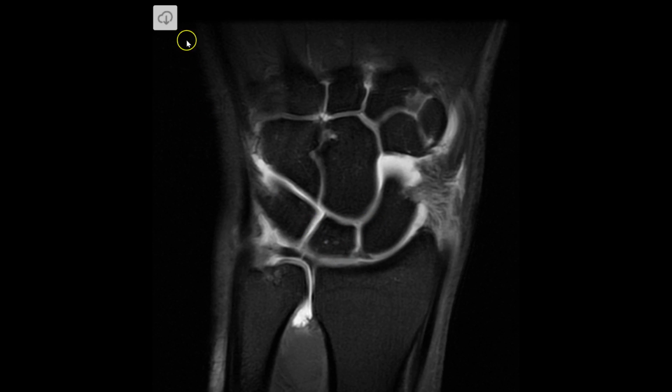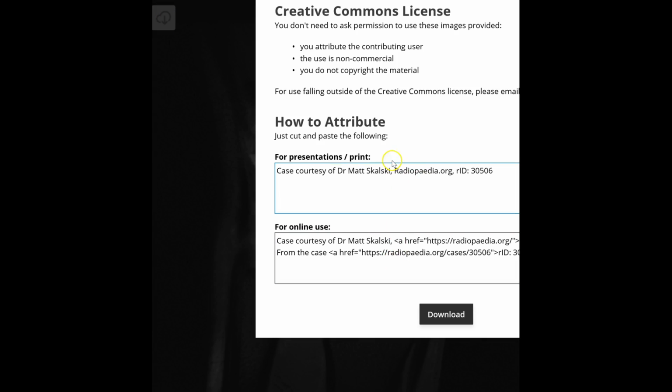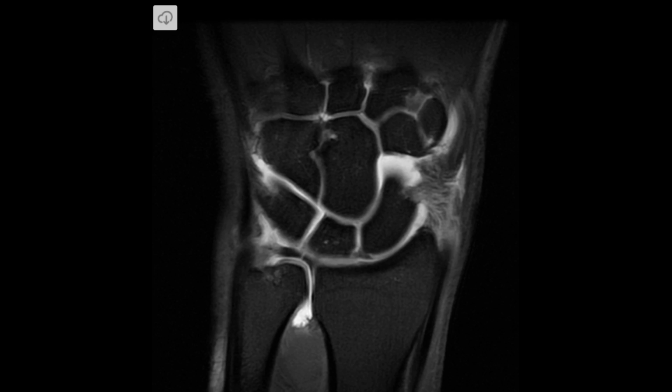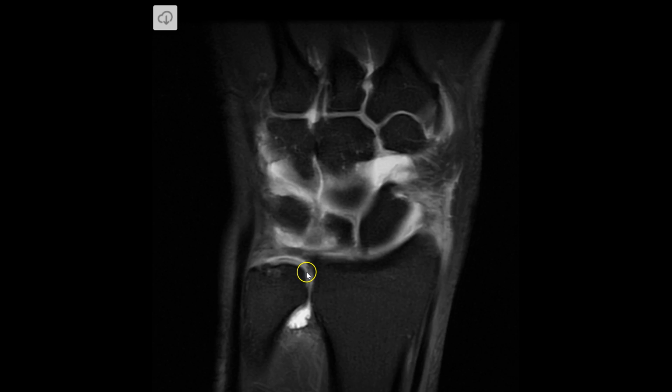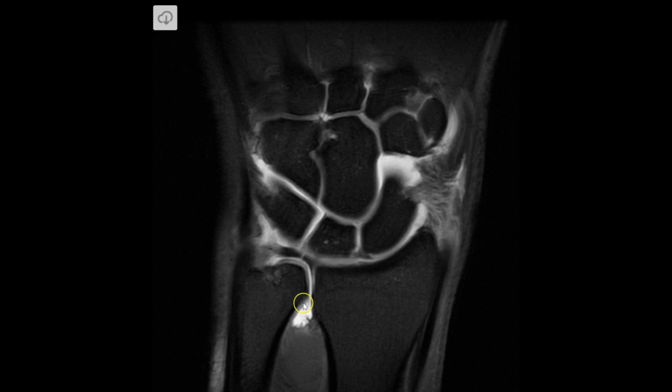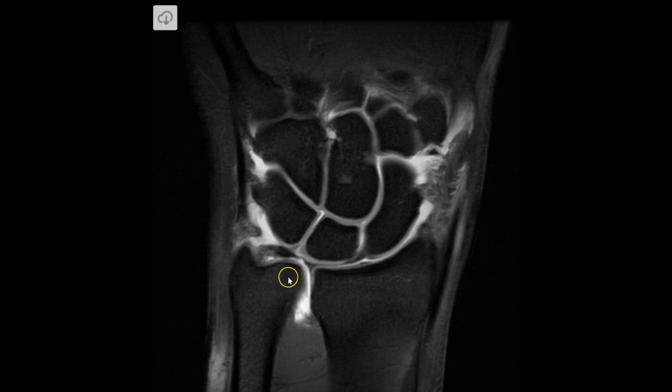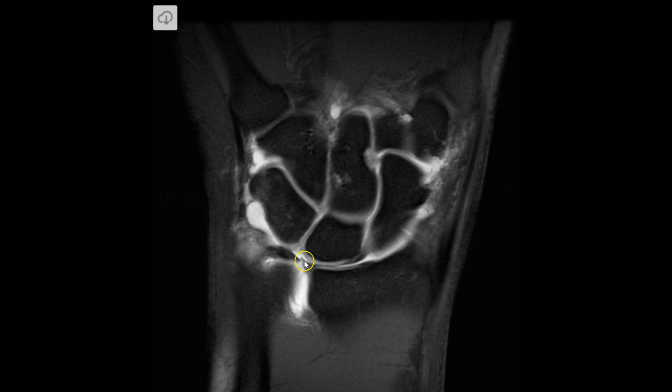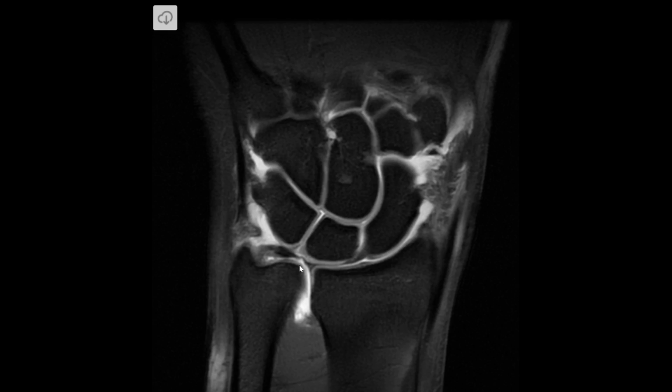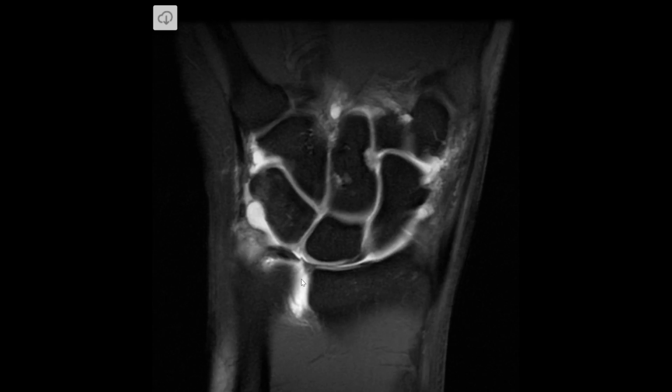Here's a different patient, different case. I'll give credit right here, Dr. Matt Skalski. And this is a T1 post-contrast MR arthrogram of the wrist. And already you can appreciate the stigmata of a tear in the triangular fibrocartilage complex. There's fluid or contrast material extravasating into the distal radial ulnar joint. This contrast is placed in the radiocarpal joint, and it's extravasating through a torn, here's a nice example of the tear right here, abrupt tearing, a torn triangular fibrocartilage complex.